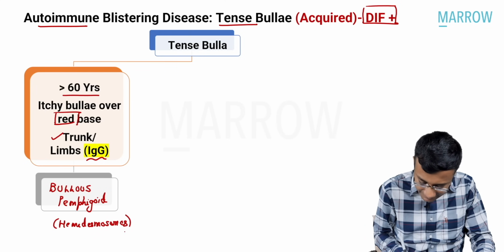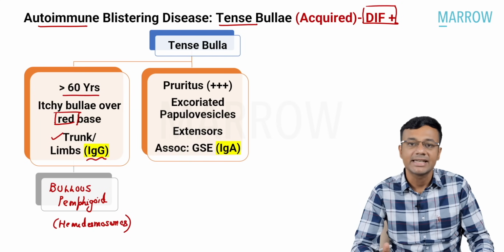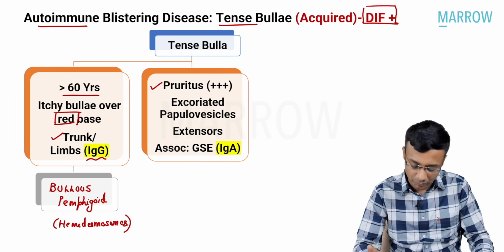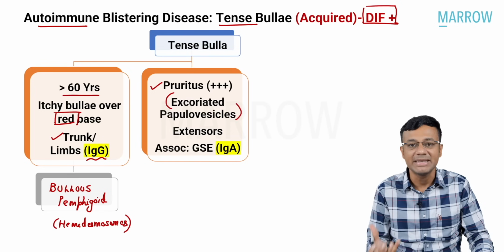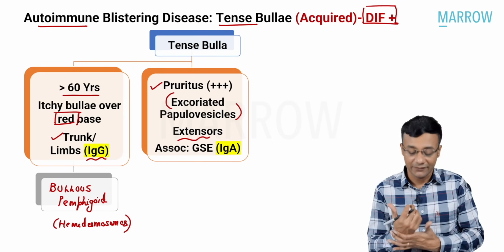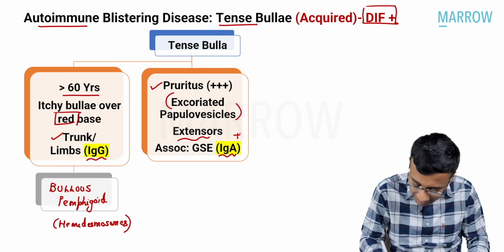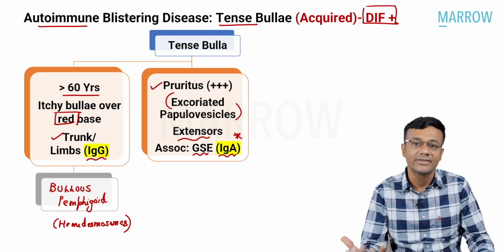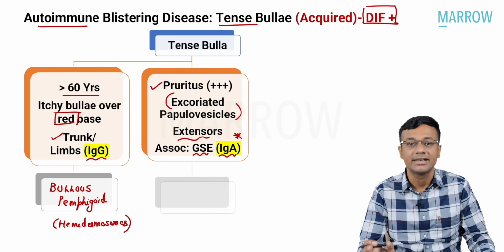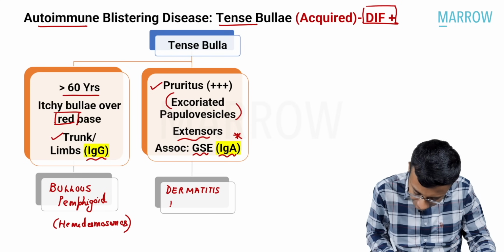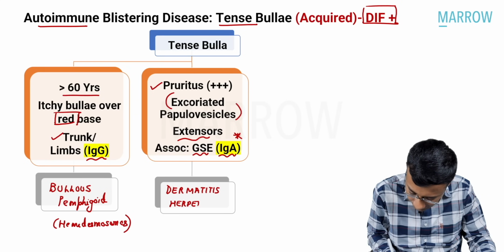It is a disorder which targets the hemidesmosomes. Next scenario is a patient with tense bullae with extremely pruritic condition. So intensely pruritic papulovesicles. Excoriation means scratch marks, and the distribution is predominantly over extensor aspect of the body. And a very important clue here is that it's IgA mediated and it's associated with gluten sensitive enteropathy. So gluten sensitive enteropathy or celiac sprue is the association of this condition. This condition is called dermatitis herpetiformis.